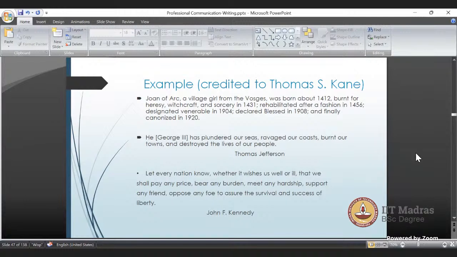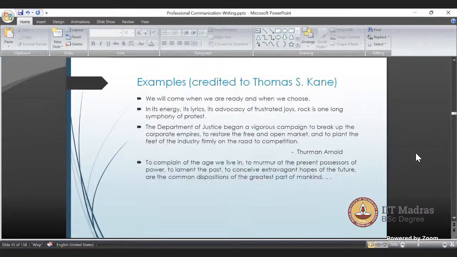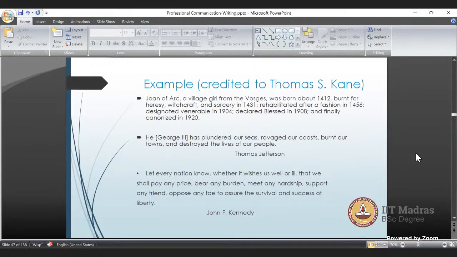What is the tone? Read that and tell me. We'll stop in another 2 minutes, okay, and continue in the next class, but we'll finish this slide. Ironic, emotional, intellectual. What is the tone? Please read it again. Joan of Arc, a village girl from the Vosges, was born about 1412. Burnt for heresy. Yeah, it is ironic.